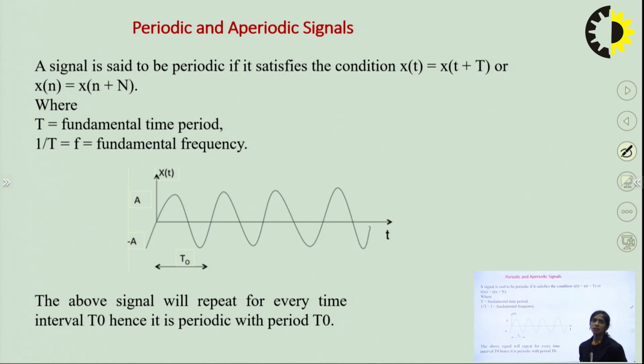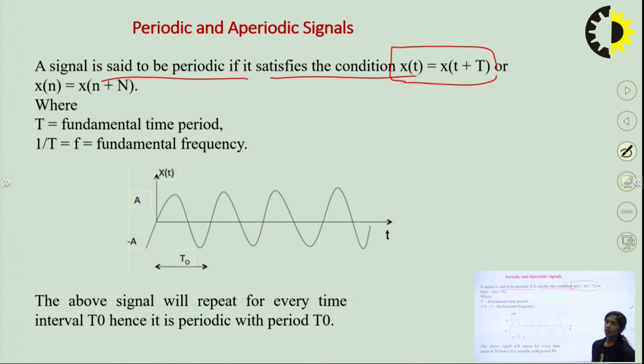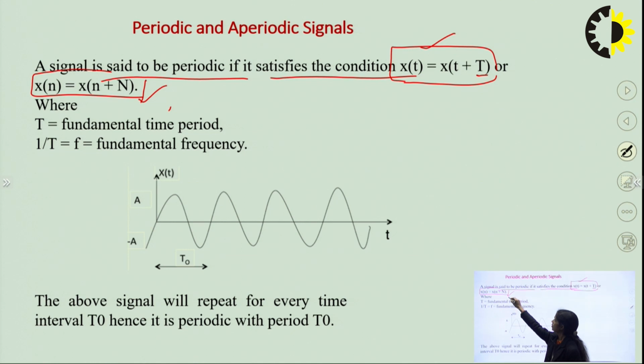Now next comes the next classification, that is the periodic and aperiodic signal. Basically, what is periodic? A periodic signal is a signal which repeats over a particular period of time. So a signal is said to be periodic if it satisfies these conditions, and T represents the time period over which the signal is repeating. So these are the two conditions. One is for the analog signal and one is for the discrete signal. This satisfies the analog condition and this satisfies the discrete condition.